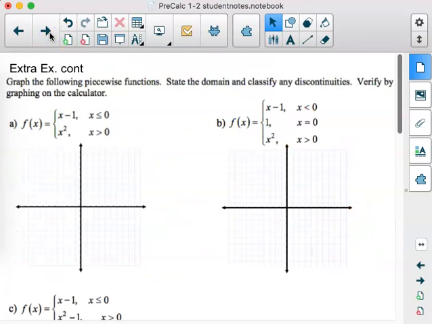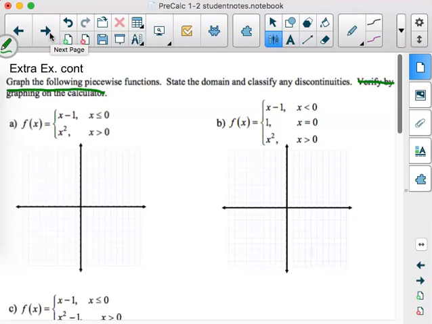Now, we've got some extra examples here, and these are piecewise functions. Piecewise functions are something that usually we try to have the Algebra 2 teachers fit in the spring, and I totally understand that that did not happen. So I'm going to go a little bit slower with this than I normally would to get everybody to see what's happening here. Graph the following piecewise functions. State the domain, classify any discontinuities, and we're not going to graph them on the graphing calculator.